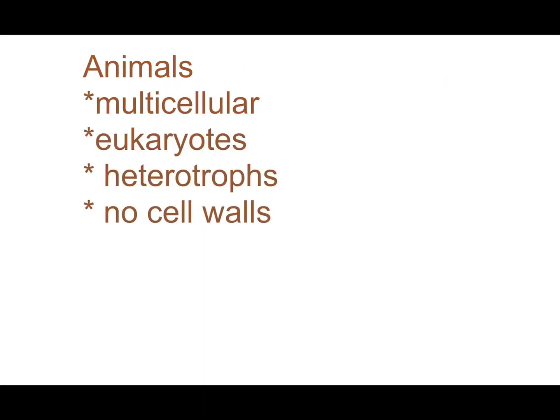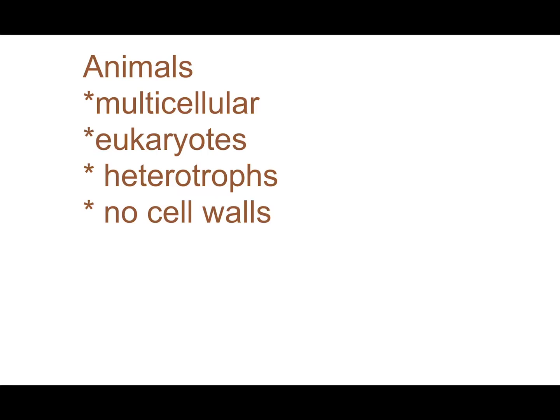All right, so moving on to animals. Animals are multicellular. They're all multicellular. They're eukaryotes. They're heterotrophs. So remember that eukaryotes mean they have a nucleus in their cell. They're heterotrophs, which means they have to metabolize something. They have to consume something in order to have energy. And they have no cell walls. Their cells have no cell walls.